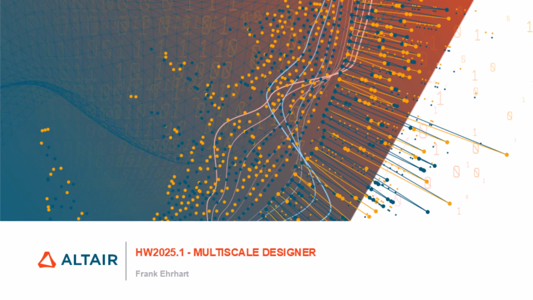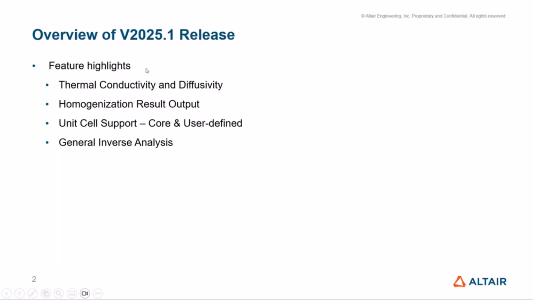within Multiscale Designer. The general key features in that release are that we added support for the general gradient scalar field homogenization back into the tool, adding thermal conductivity and diffusivity. We added a more detailed review of the homogenization results, focusing on the unit cell results. We added the last missing unit cells, core unit cells, and some small enhancements on the user-defined unit cells.